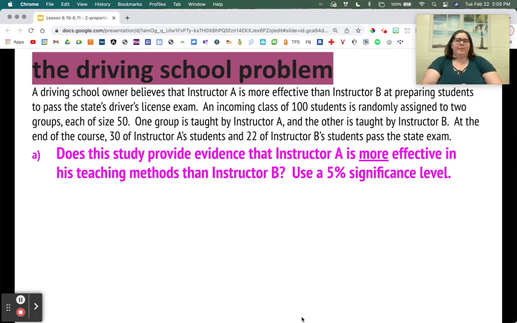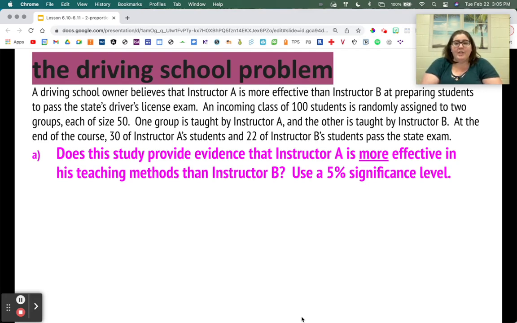A driving school owner believes that instructor A is more effective than instructor B at preparing students for the state driver's license exam. An incoming class of 100 students is randomly assigned to 2 groups, each of size 50. One group is taught by instructor A, the other is taught by instructor B. At the end of the course, 30 of instructor A students and 22 of instructor B students pass the state exam. Does the study provide evidence that instructor A is more effective in his teaching methods than instructor B?